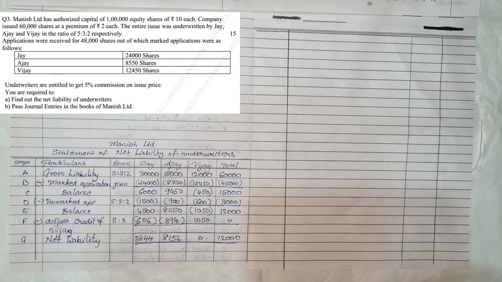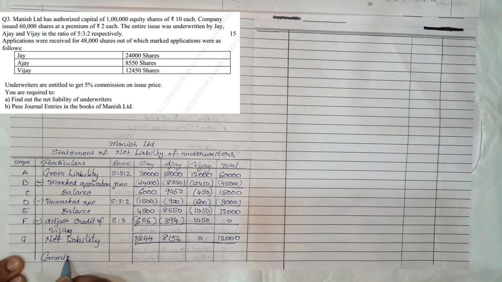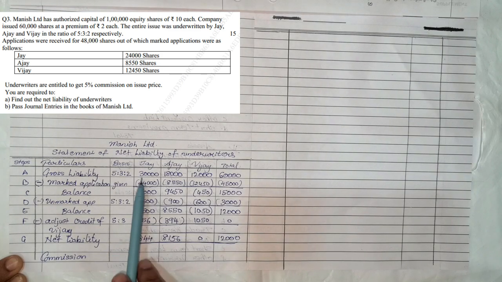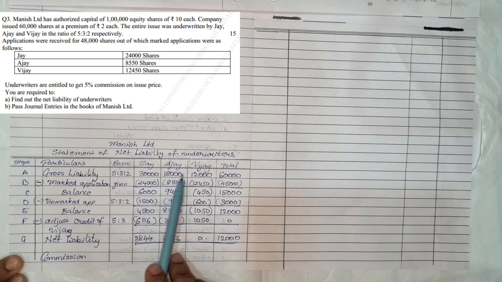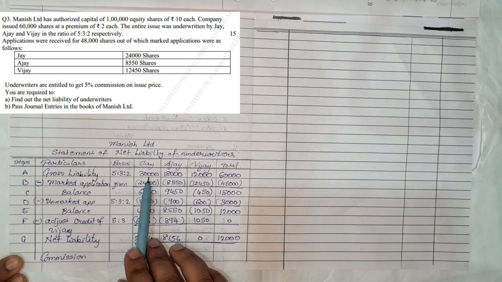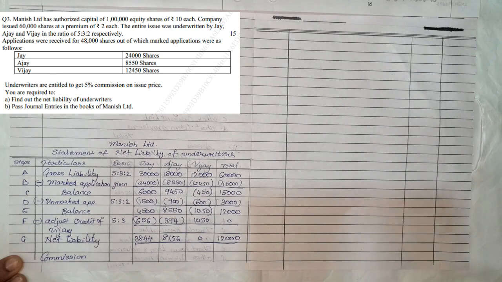Okay, now along with it, they are giving you that underwriters are entitled to get a commission of 5% on issue price. So we can find that value also. That is not a part of this but just below that we can write commission. The commission value, they told you, is going to be on issue price. So 30,000 gross liability you have to go with, irrespective of how much they have issued or not. 30,000 into 12 rupees. It is given the share is of 10 rupees and at a premium of 2 rupees. So 30,000 into 12 into 5% comes to 18,000.